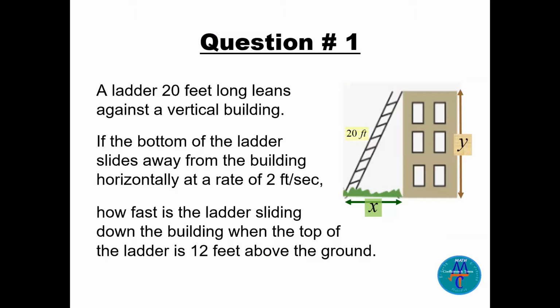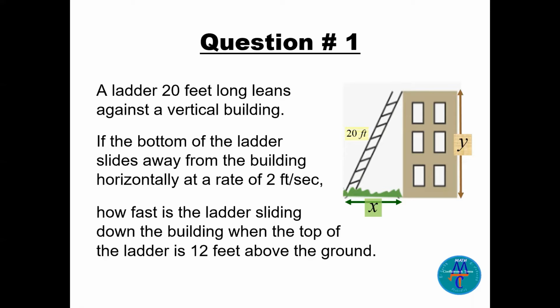Question number 1, we have a ladder 20 feet long that leans against a vertical building, as you see in the picture here. If the bottom of the ladder slides away from the building, that means x here is sliding at a rate of 2 feet per second. How fast is the ladder sliding down when the top of the ladder is 12 feet above the ground? This is the figure here.